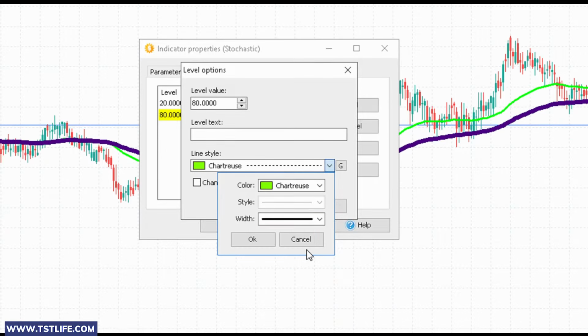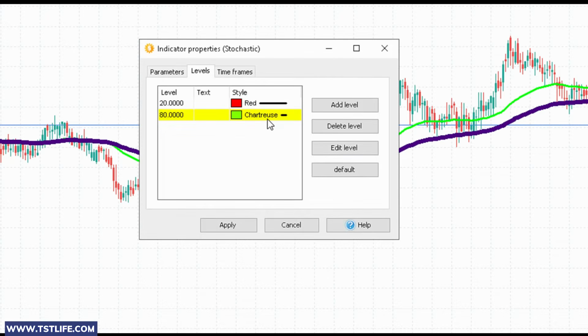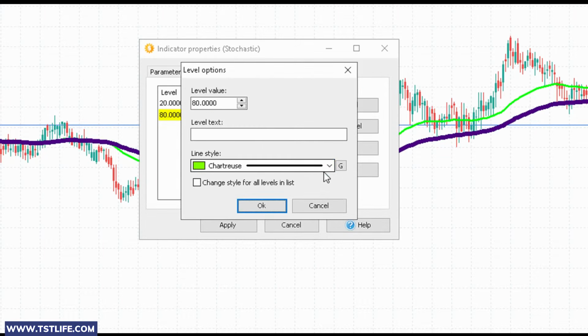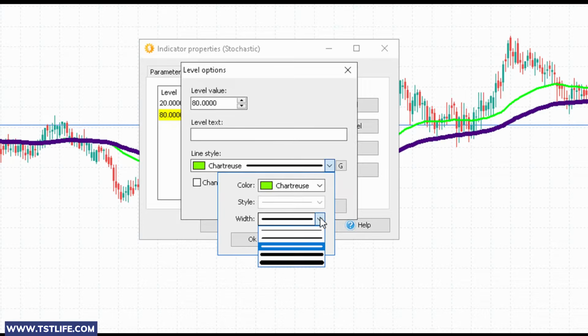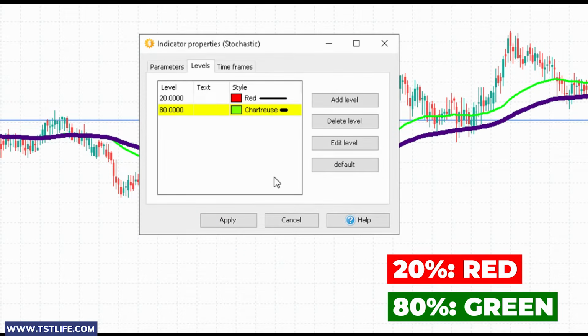Ranging from 0 to 100, the stochastic oscillator reflects overbought conditions with readings over 80 and oversold conditions with readings under 20. We need to highlight the two levels 20 and 80. I'll use different colors to differentiate them, the 20% level in red and 80% in the green color. That's all we need now.